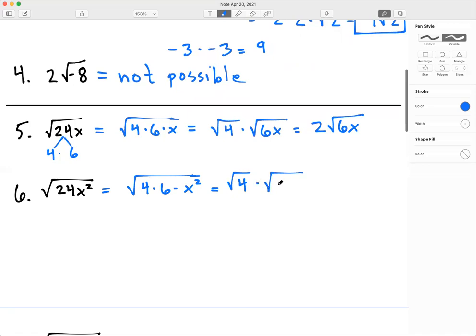Okay, so we got 6, except what I'm going to do now is split this up a little more, and I'm going to go square root of 6 times the square root of x squared, and that is totally fine. As long as they're being multiplied in here, you can do this. Now, the square root of 4 is 2. The square root of 6 we cannot simplify, so we'll just leave as is. But this can be simplified.